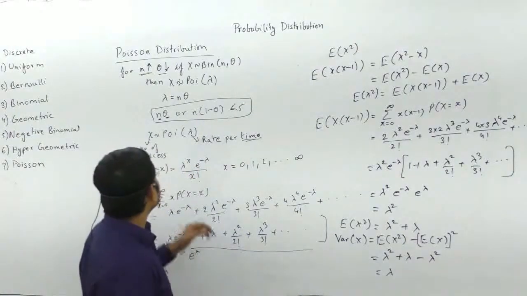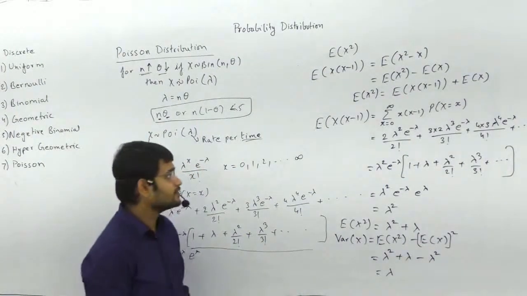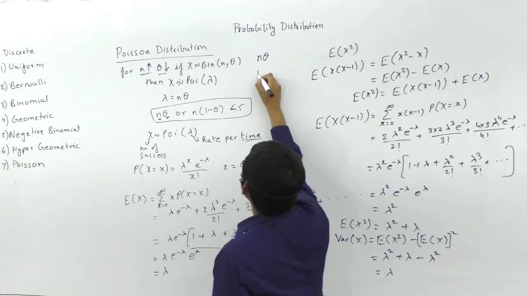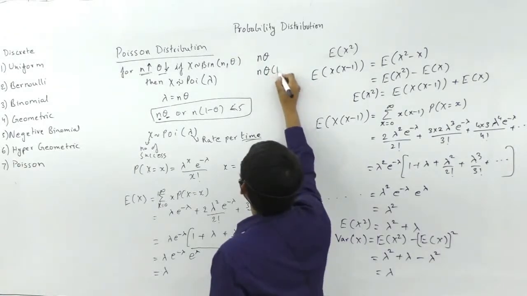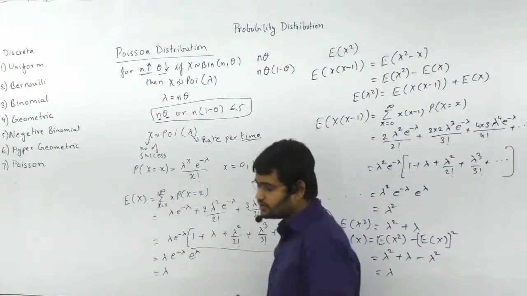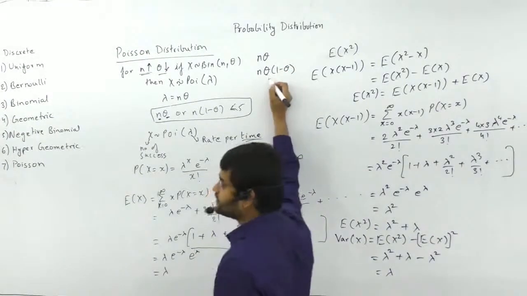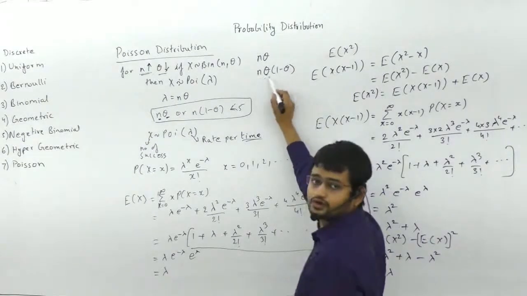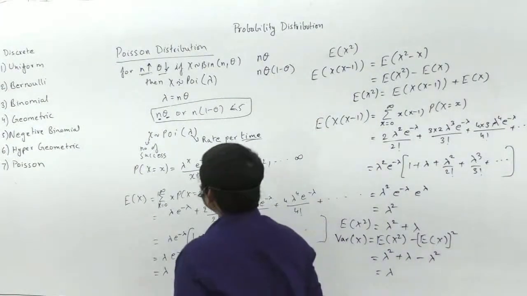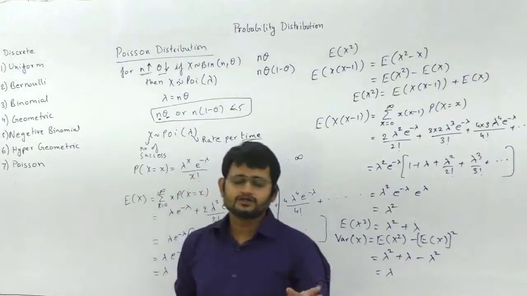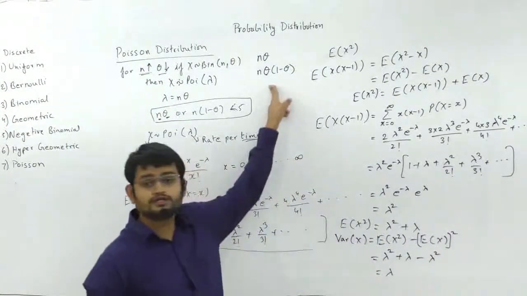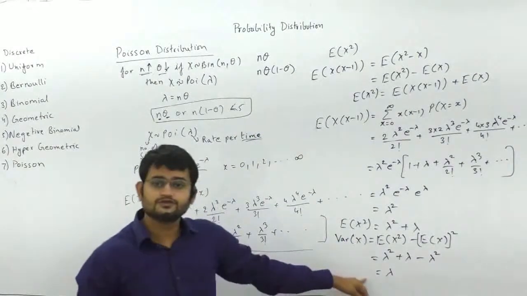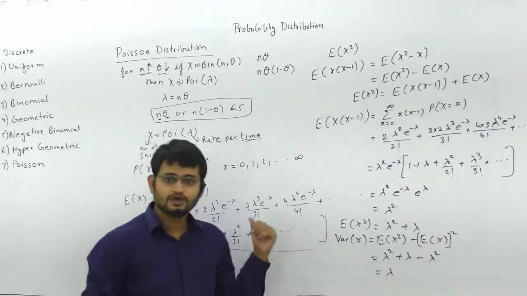Now for the binomial distribution, that was not the case. For the binomial distribution, the expected value was n theta and the variance was n into theta into 1 minus theta. So even if I take theta as half, you will find n theta will be half of n, and here I'll have 1/4 of n. So in the binomial distribution, the expected value is not the same as the variance. Whereas in the Poisson distribution, the expected value is the same as the variance.